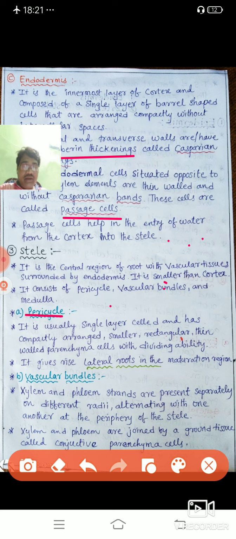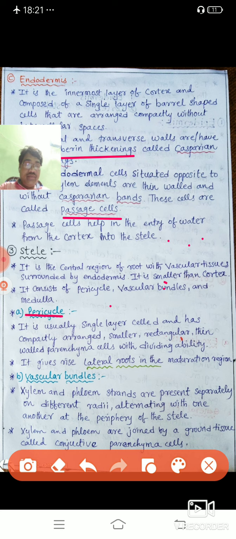The protoxylem is at the periphery and the metaxylem is towards the medulla. Hence, this type of xylem is called exarch condition. This is the most important concept. What is exarch? Exarch is nothing but protoxylem at the periphery, meaning towards the epidermis, and the metaxylem towards the medulla. Hence, this xylem is described as exarch condition.